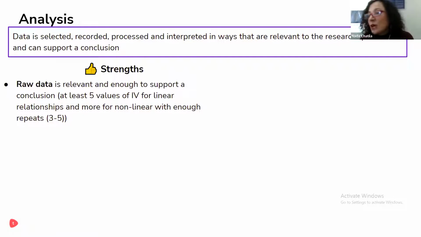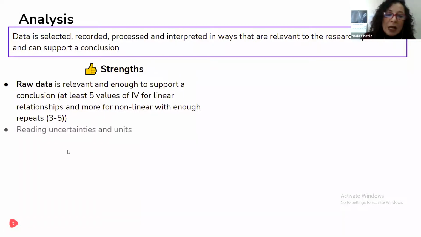And in case one of the data points later on comes out to be an outlier, then this will jeopardize the sufficiency of the data. If there is a nonlinear relationship, then you need way more data. Enough repeats, 3 to 5, depending on the precision of the data. Reading uncertainties and units are included in the raw data tables. We need to see them, they are part of the analysis.